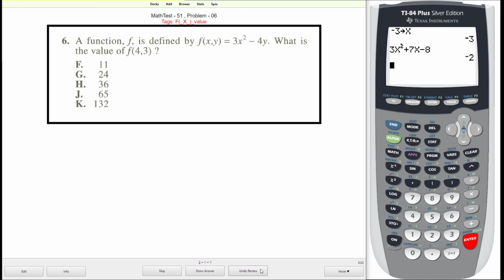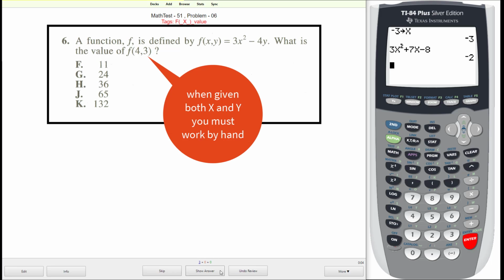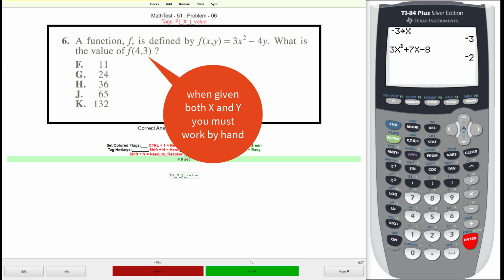One thing to be aware of is that, like on number 6 here, this only works if they just give you x. If they give you x and y values, you have to do it by hand.